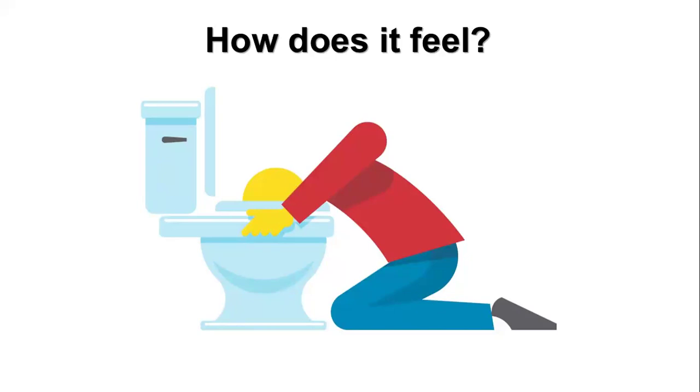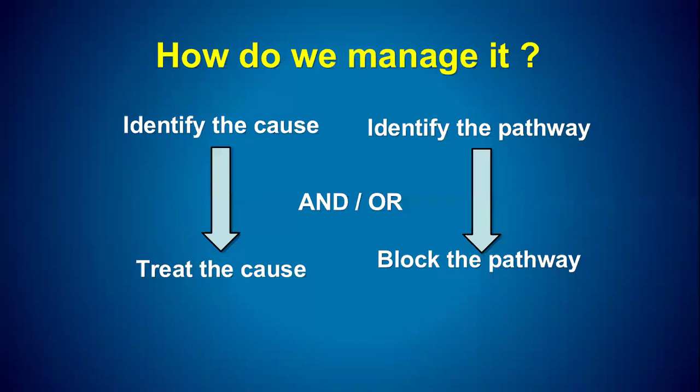Next slide, please. Because of this, we understand that we need to manage it properly. We need to manage it as soon as possible so that it helps in the overall well-being of the patient. There are two ways to do it. We can identify the triggering factor or the causative factor and treat that cause or remove that triggering factor. Or we identify which pathway it is acting via and then block that pathway if we can. Next slide, please.